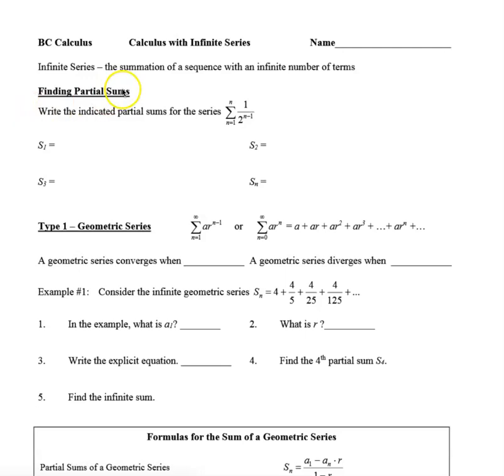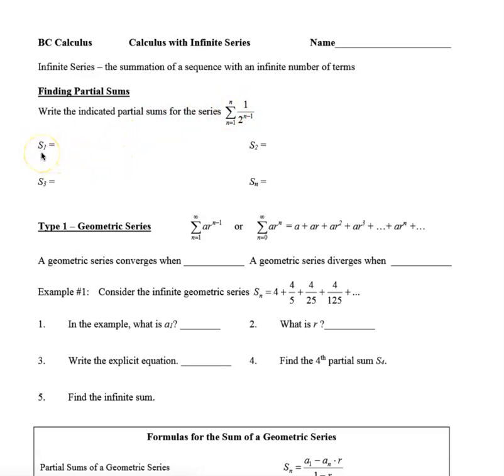First, I want to remind you that a series is the summation of terms in a sequence, and an infinite series is when you're adding up an infinite number of terms from the underlying sequence. Here is notation for a series where we're adding up the first term through the nth term. This is a finite series because we're going up to the nth term only. It would have to be an infinity here if this were an infinite series.